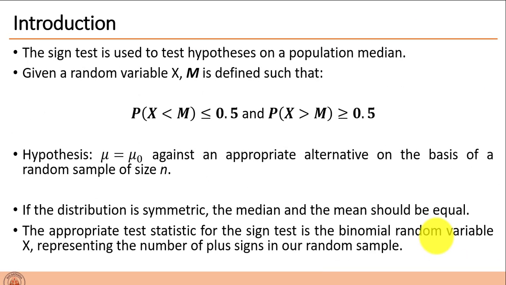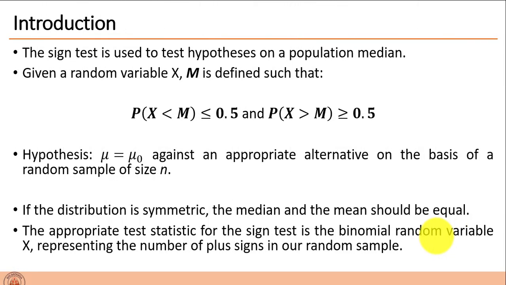The sign test is used to test hypotheses on the population median. The mean is affected by extreme values, and so it is not advisable to use the mean to make conclusions or to describe your data when you have outliers in your data set.